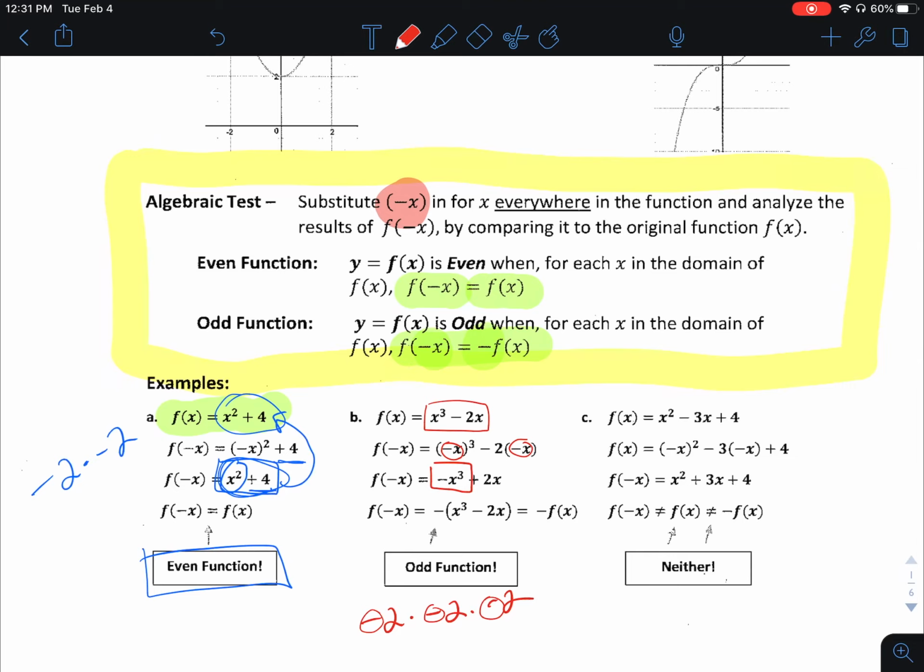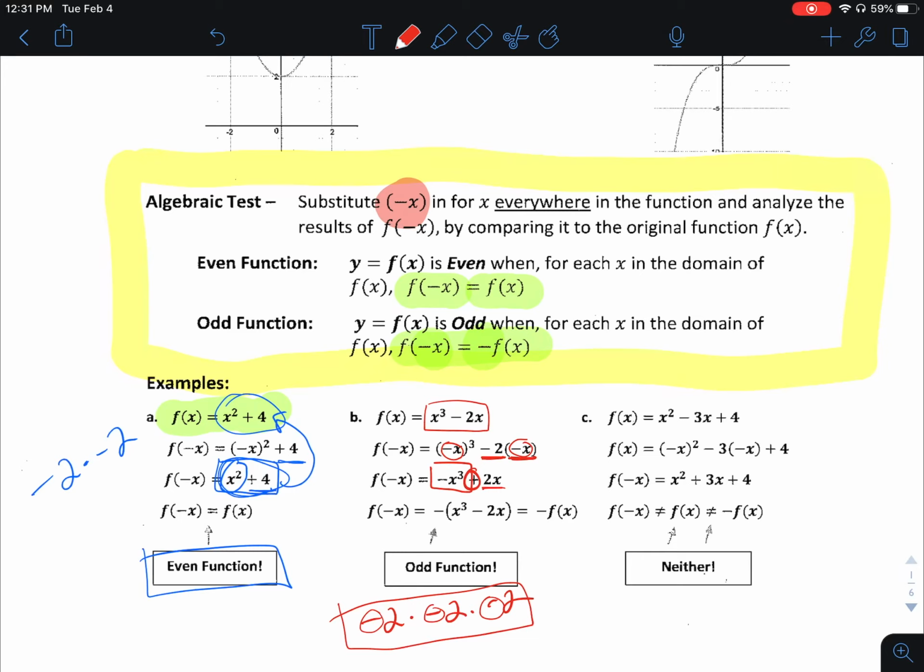If you have a negative number and you square it, it's going to turn positive. If you have a negative number and you cube it, it turns negative, because it all has to do with the number of negatives that you're multiplying. And then here we have negative 2 times negative x, so that turns into plus 2x.